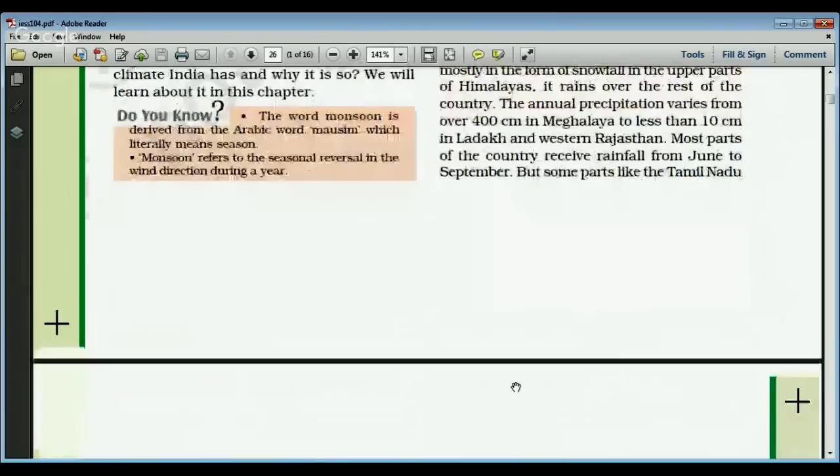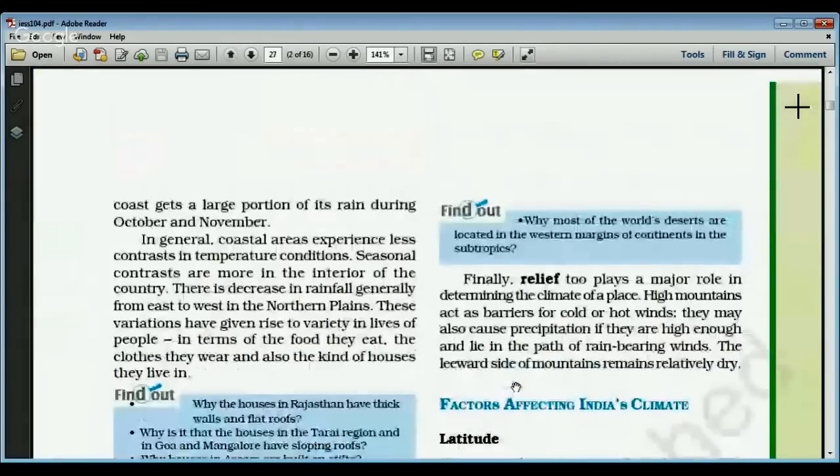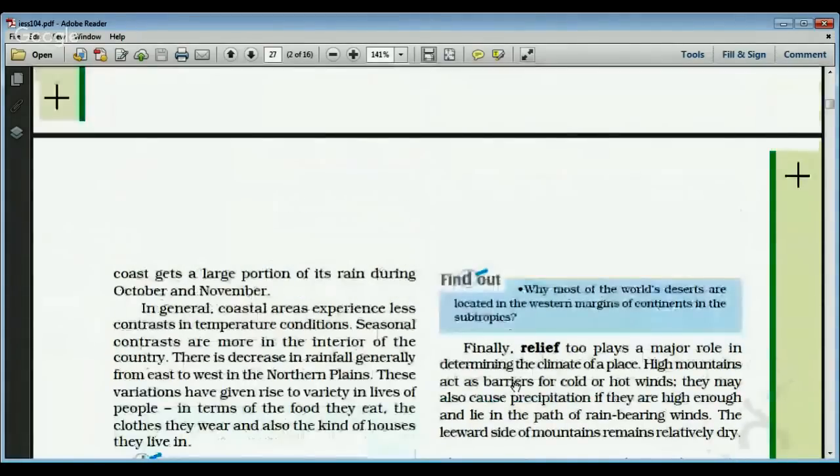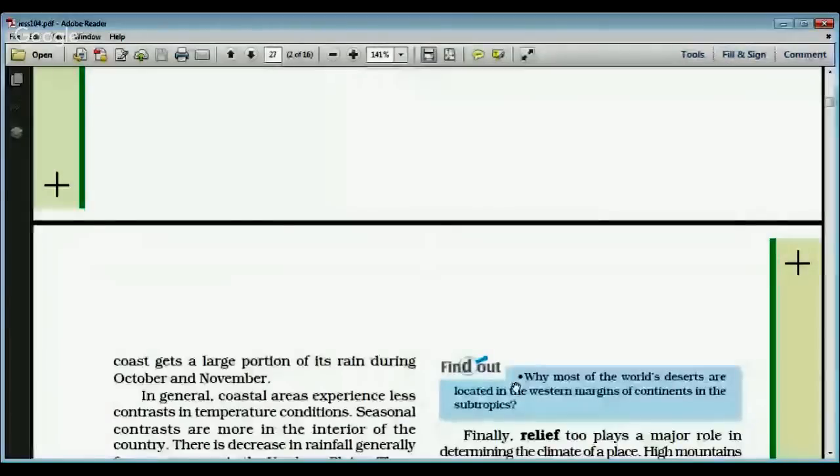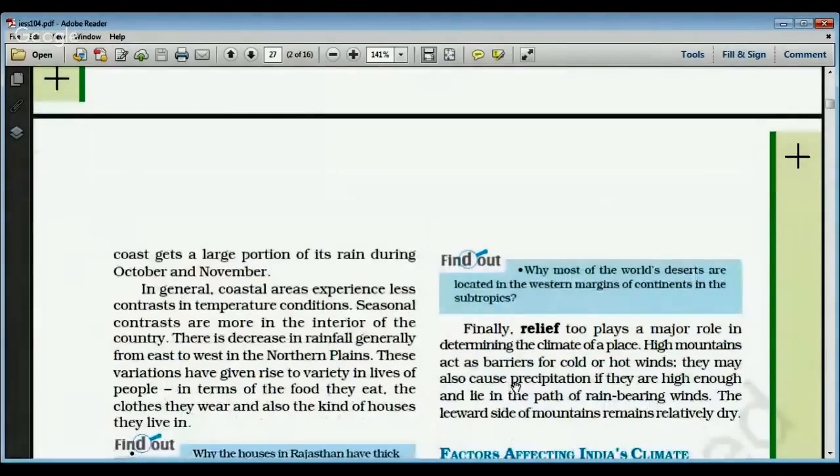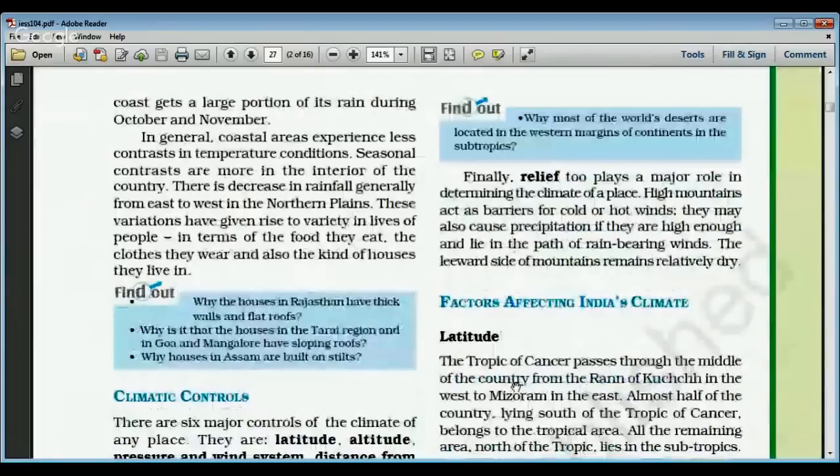But there are some exceptions also, like some parts of Tamil Nadu, which receive their major chunk of rainfall during October and November. So the region of Tamil Nadu is the exception. Please remember it, because exceptions are always asked in the exams. And in general, coastal areas experience very little contrast in temperature conditions. I've told you, because in the daytime, the land dissipates heat.